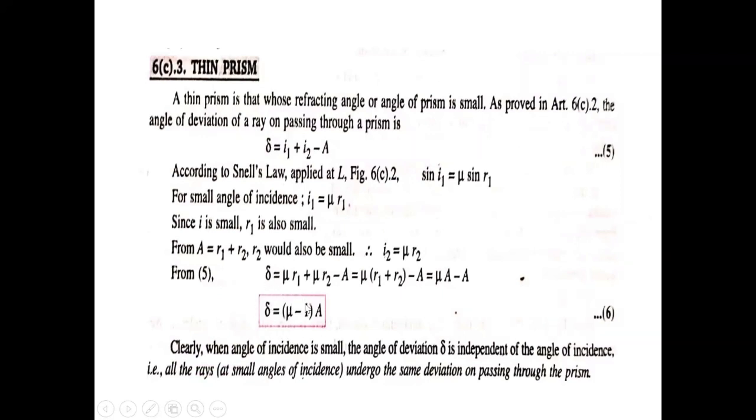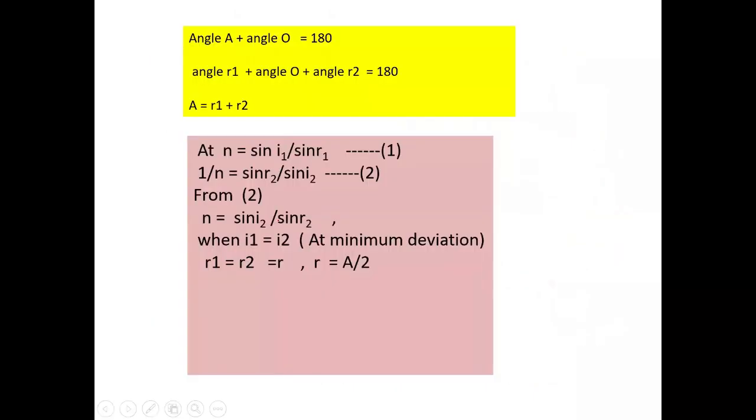You also do this derivation, isn't it? For a thin prism, we take sine I1 as I, and sine of (A plus dm) by 2, we take it as (A plus dm) by 2 itself. So in that derivation, if you apply the prism formula, we get the angle of deviation del is (mu minus 1) into A. From this we can explain dispersion. That is why you have to do this derivation.